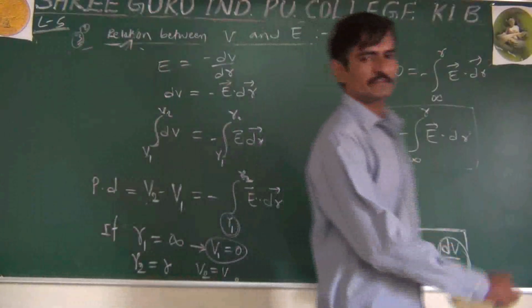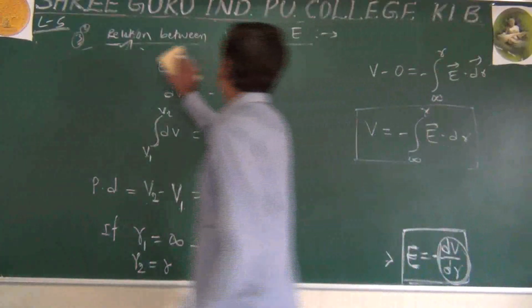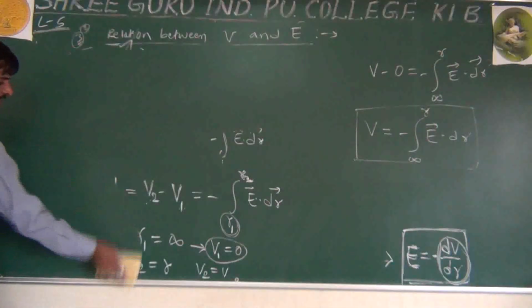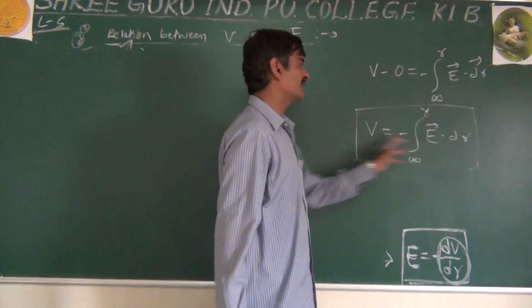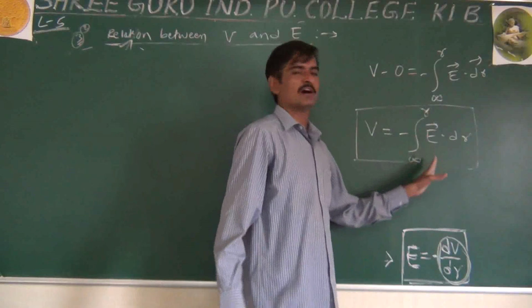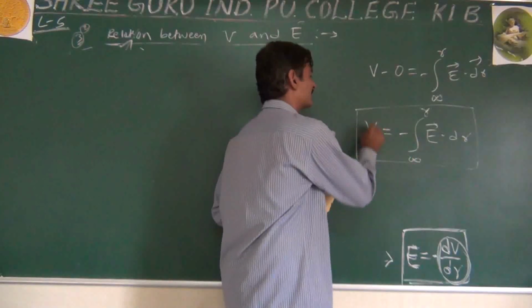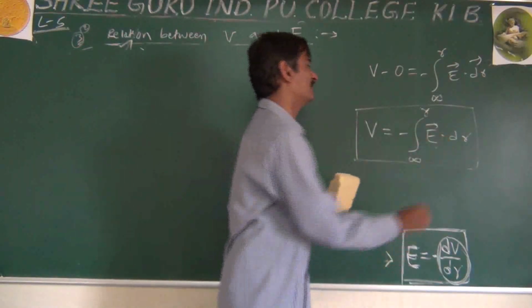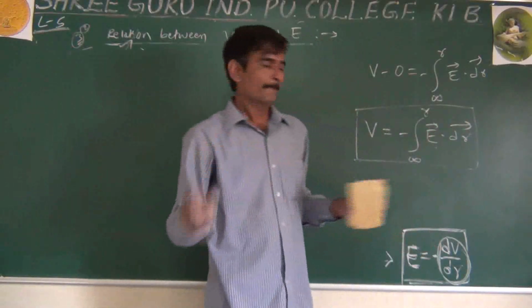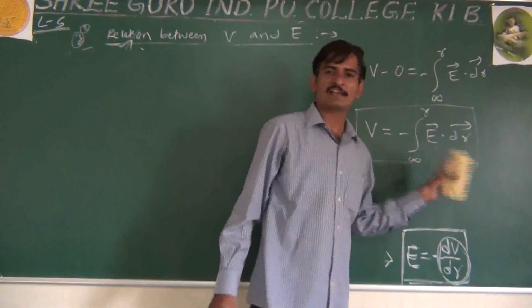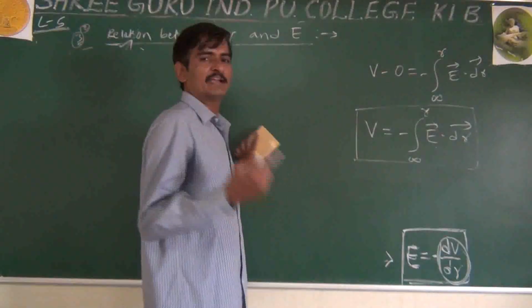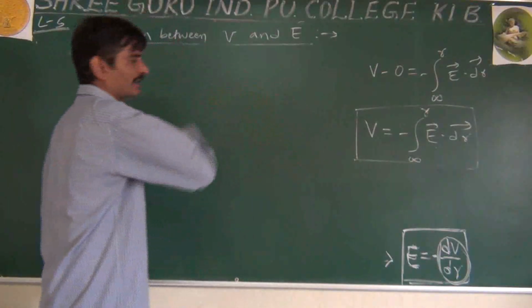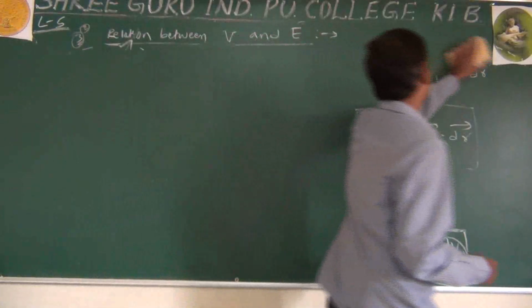Okay? So this is the relation between electric potential and electric field intensity. By using this formula, you can calculate the electric potential if the electric field intensity is known. And also you can calculate electric field intensity if the electric potential is known. Just now I told.